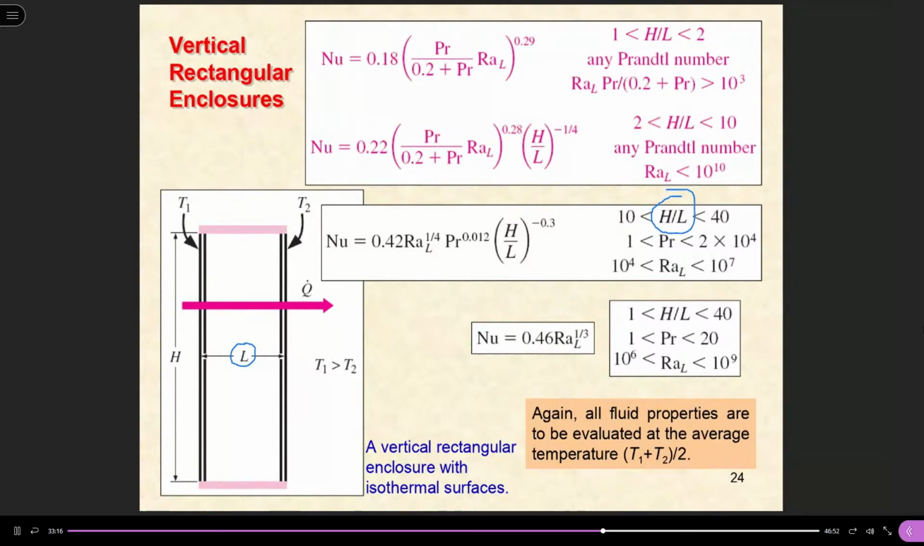Again, we have different sets of equations. It's primarily because of the different Rayleigh number, but this dimension also matters. This is more or less for a not so thin layer, a thick layer, more like this kind of geometry, where H and L are about the same size. For a very thin layer, you have this set of equations. You can see these are different equations. So it depends on the Rayleigh number, but also on the relative dimension between the thickness and the height.